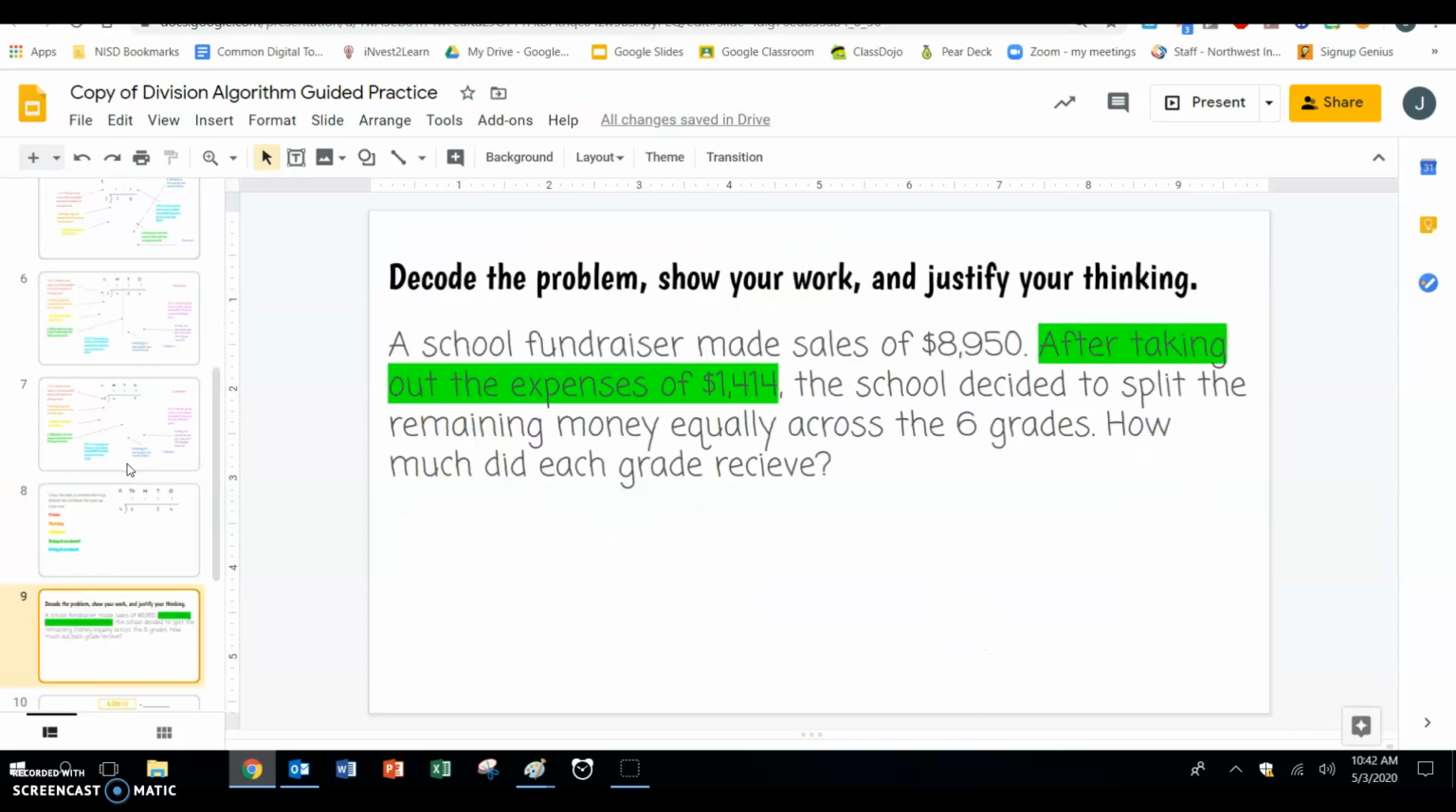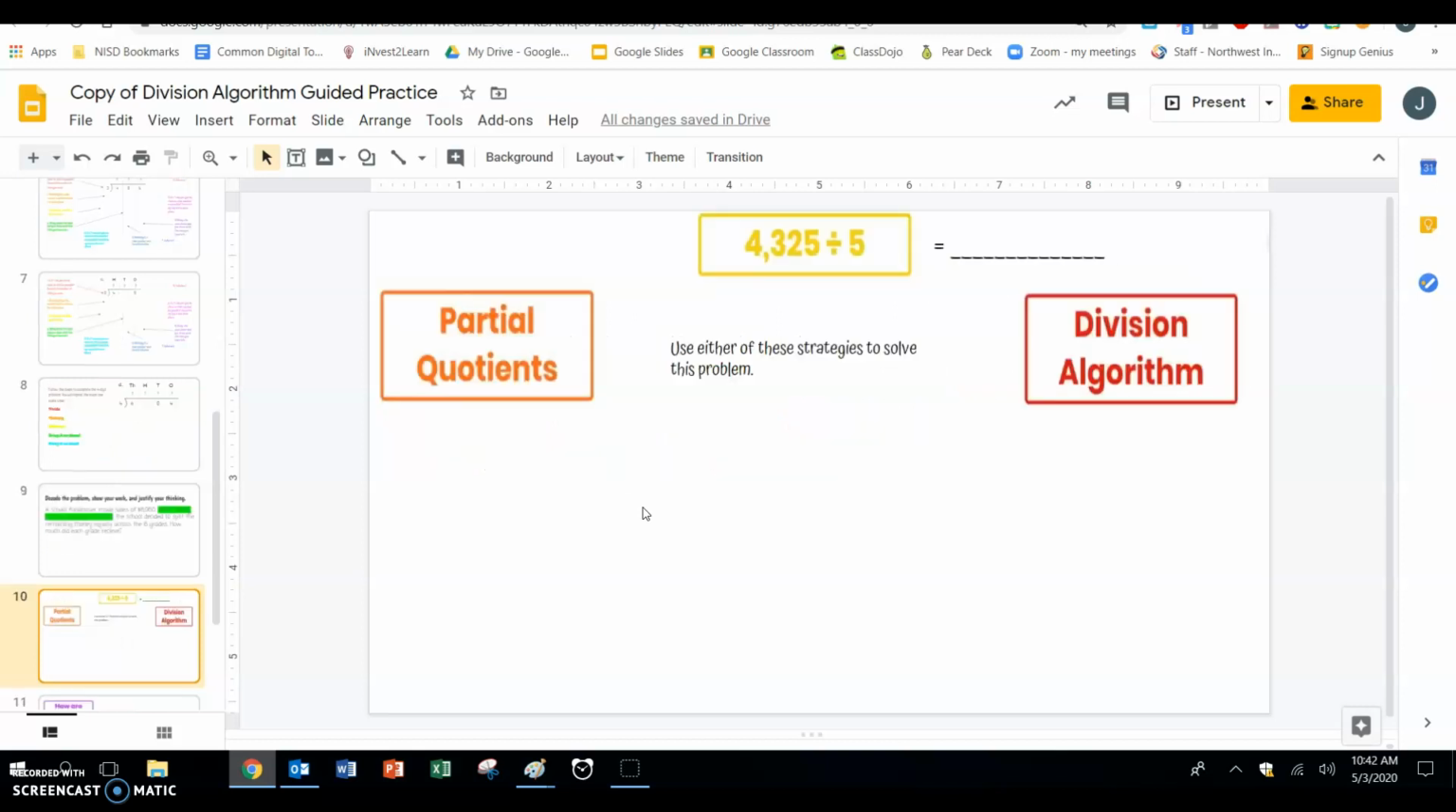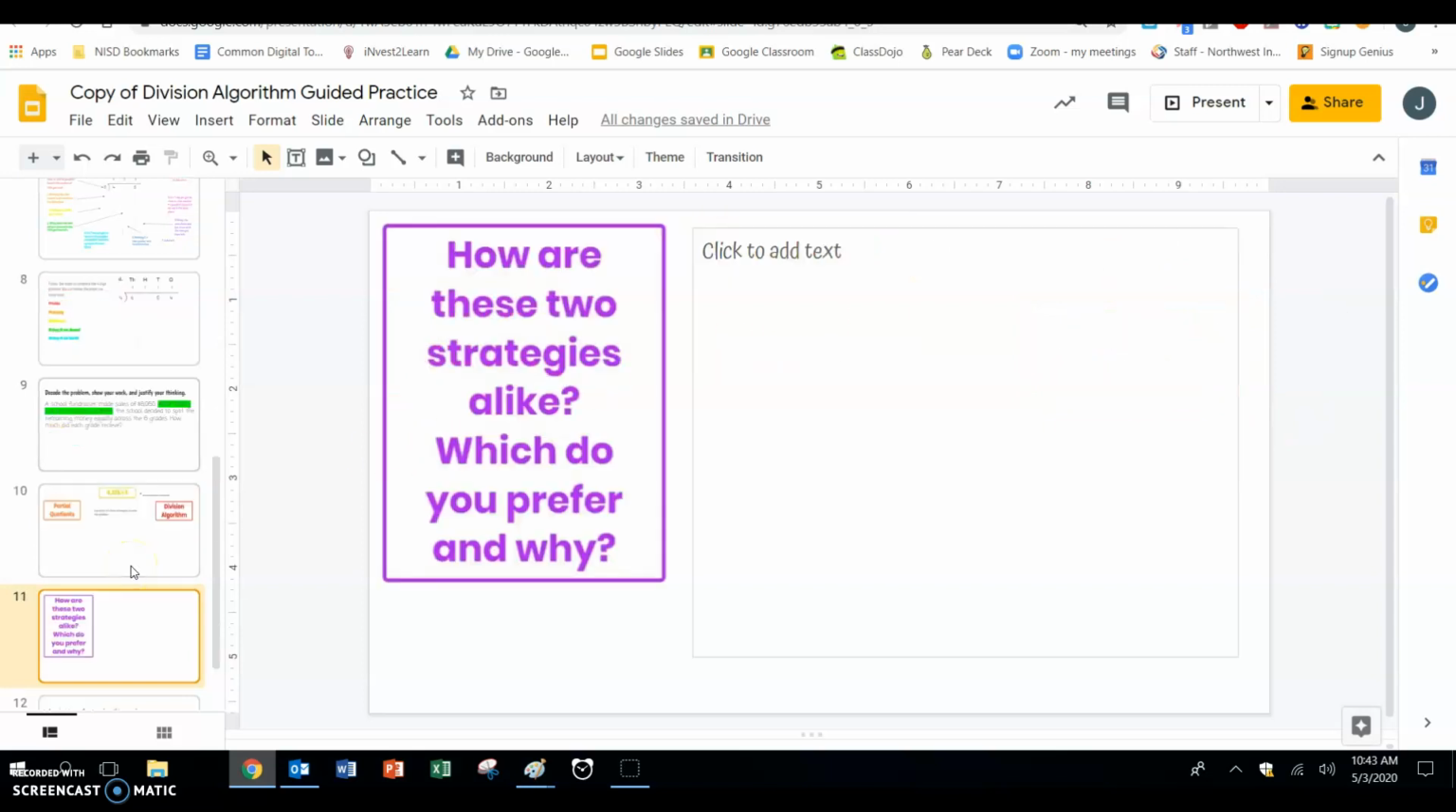Part 2 is a math story. You are going to have to analyze this math story and then solve. Hint, there are multiple operations used. Last but not least, you get to choose. You are given a division problem, and you get to choose whether you want to use the partial quotient method or the standard division algorithm. And then simply tell me, how are these strategies alike, and which do you prefer to use?